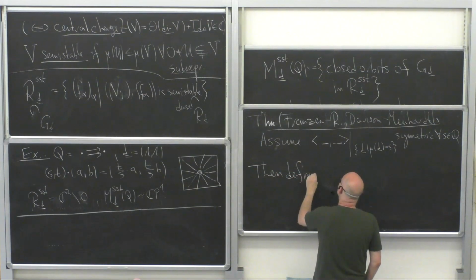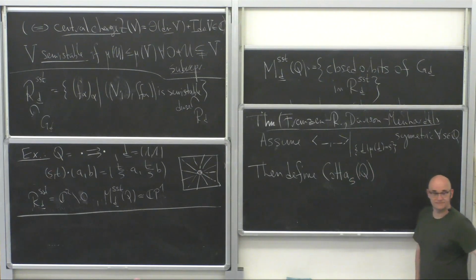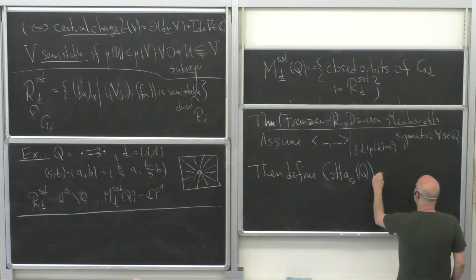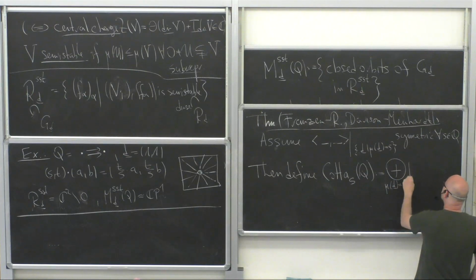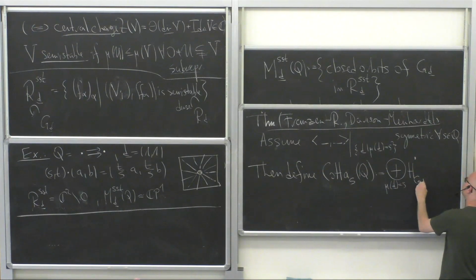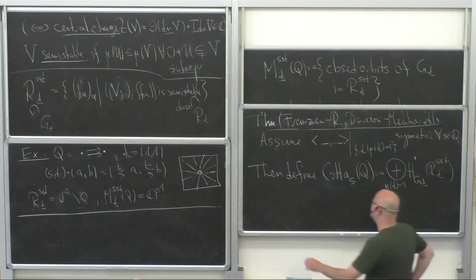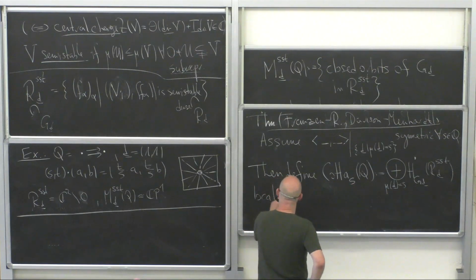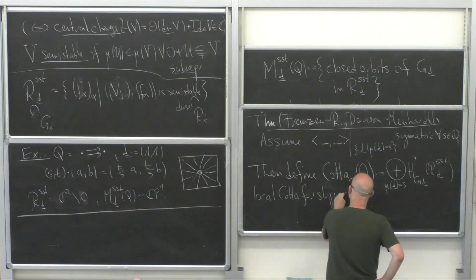define the local Coha for a slope S as all the dimension vectors of slope S, and then we are taking the equivariant cohomology, but not of the whole space, but only of the semi-stable part. Local Coha for slope S.